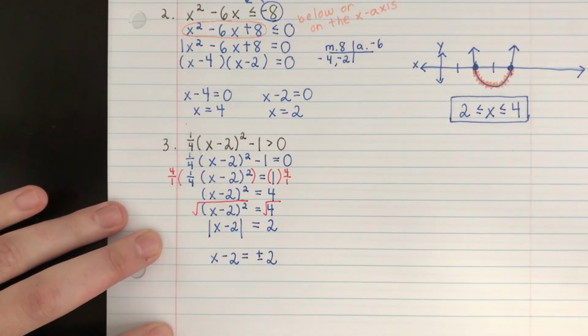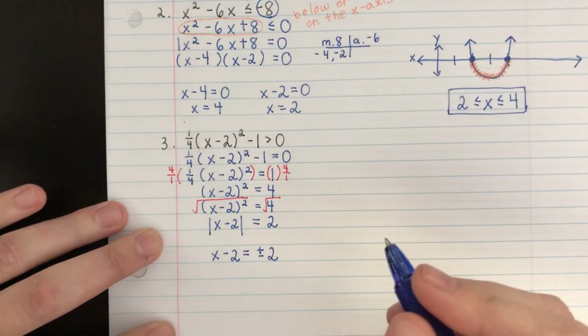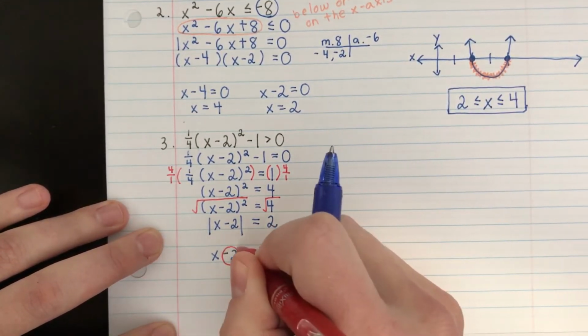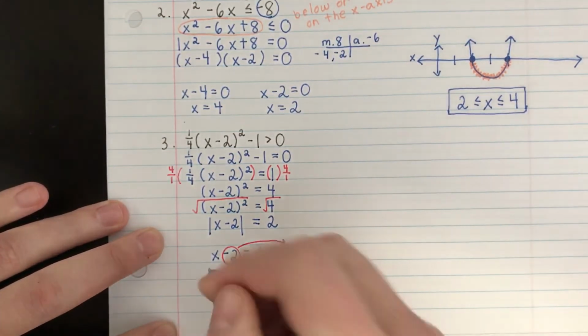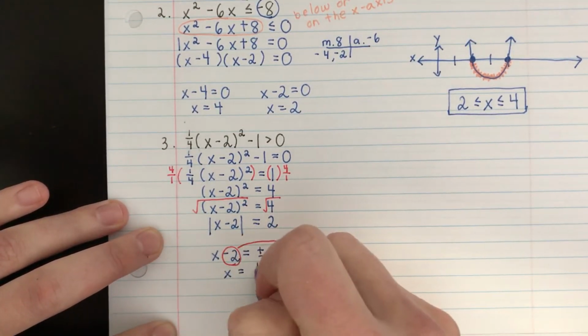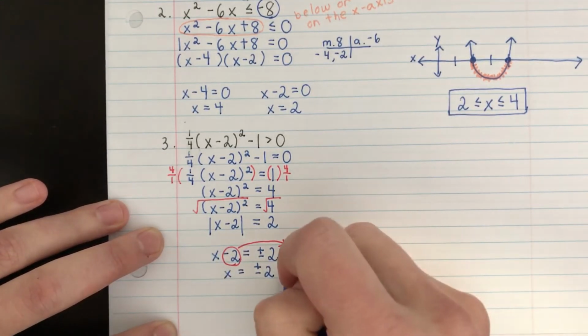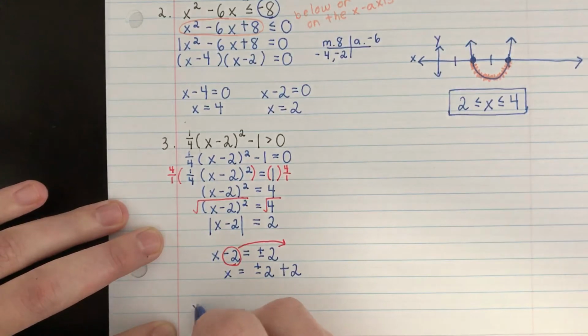All right, one problem plus and one problem minus. So here you can think about this a couple of different ways. You can move over the minus 2 and put it in the back. So you've got x equals this plus or minus 2 drags down. This minus 2 becomes plus 2. So here's your 2 solutions.